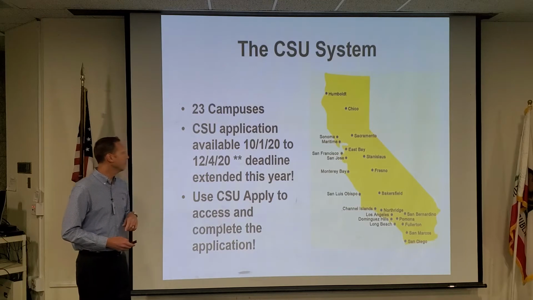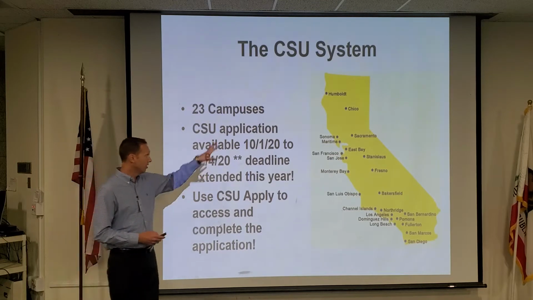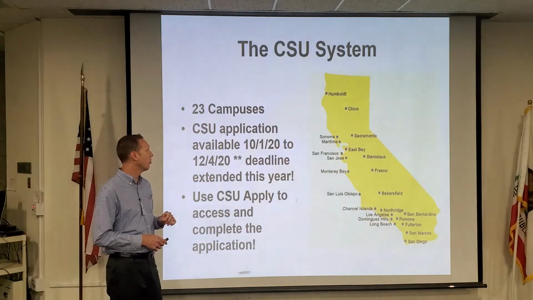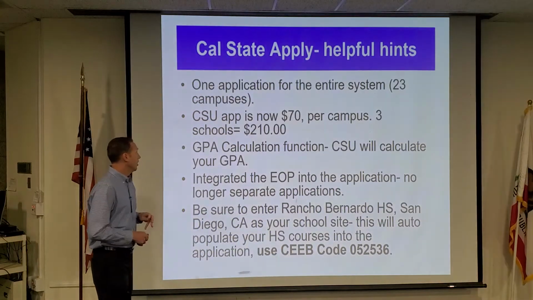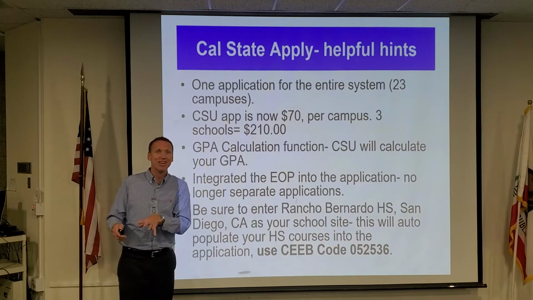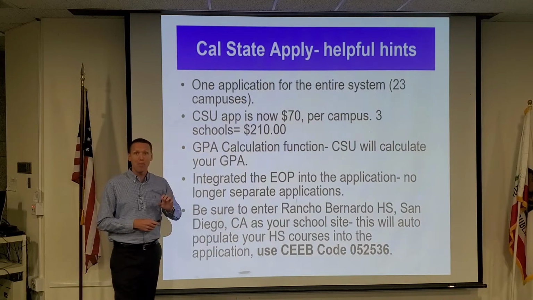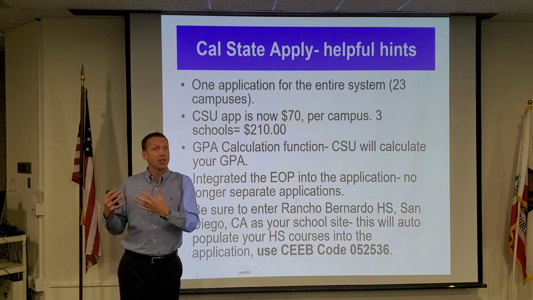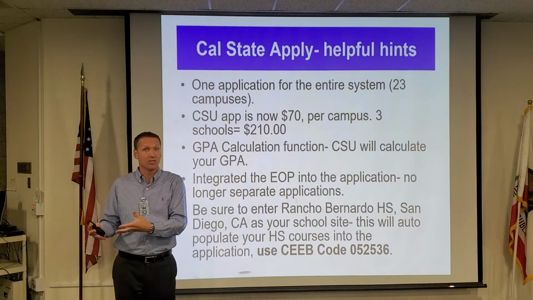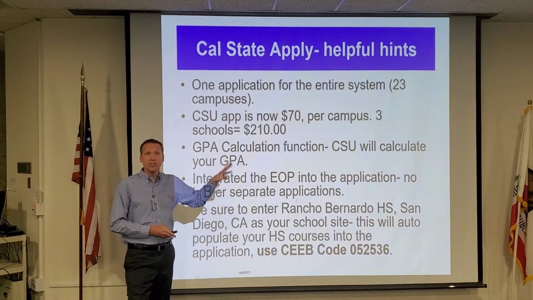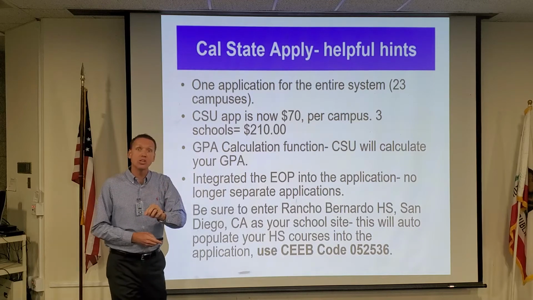CSU Apply is one application for all 23 campuses. Now let's talk about that some more. You're not going to apply to 23 campuses because that's $70 per campus. So if I apply to 3 campuses, that's $210. What is nice though is the CSU is one application.